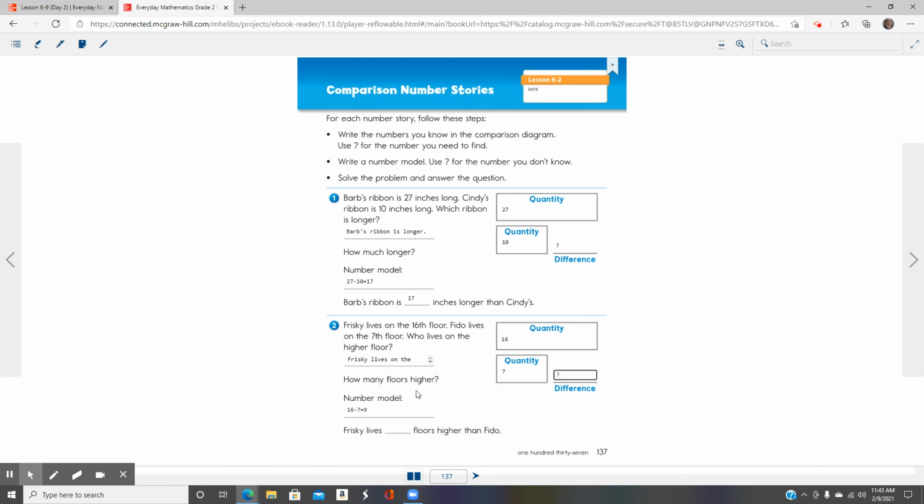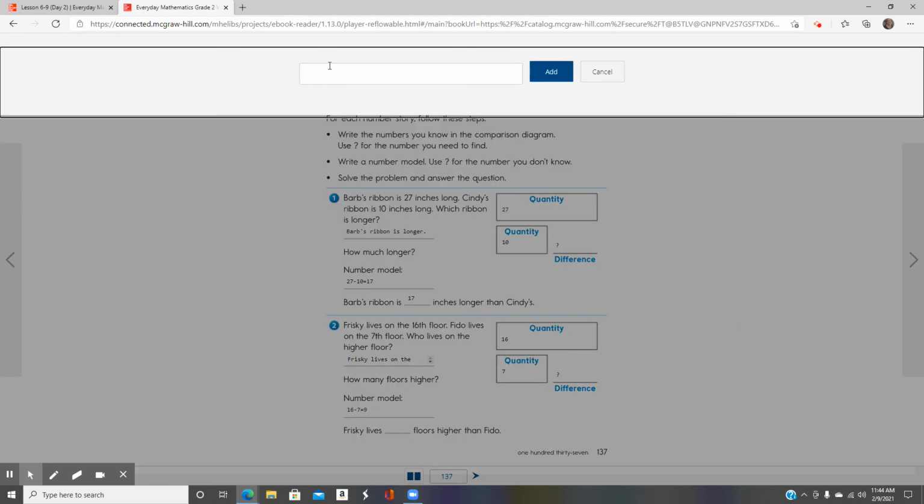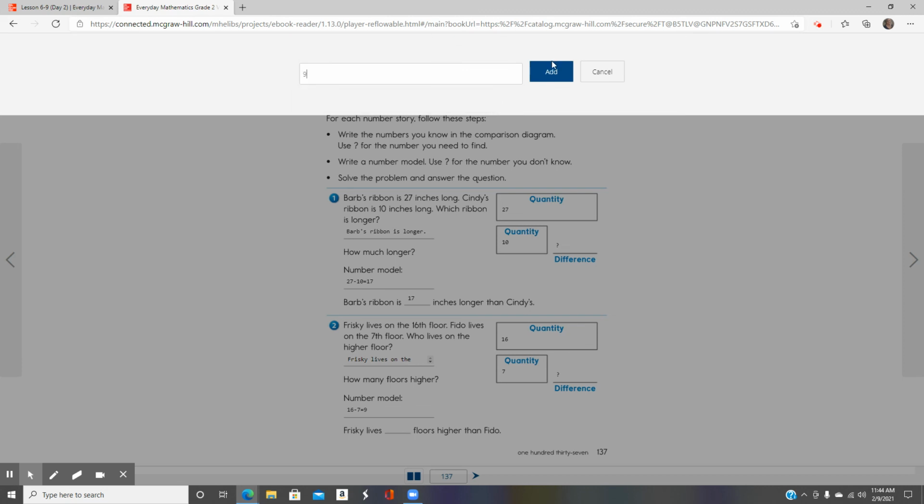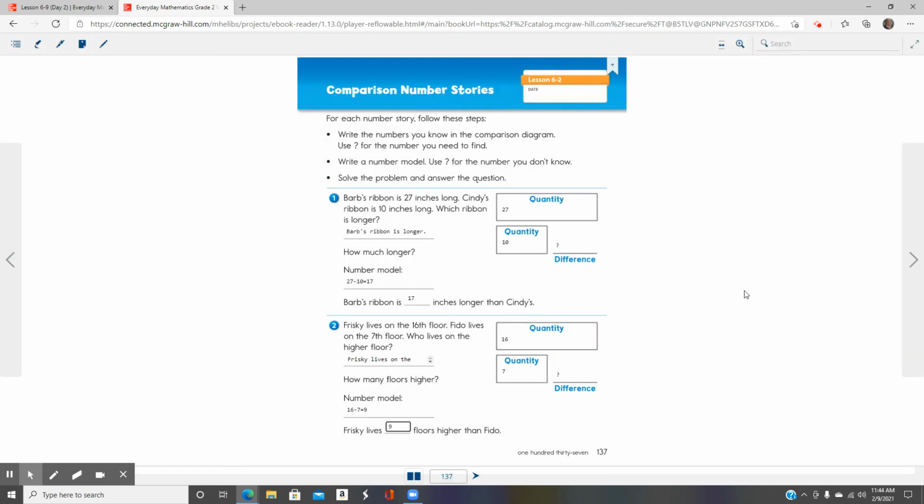Okay, so we have compared the numbers. We have found the difference. And now we know that Frisky lives 9 floors higher than Fido. He must not be afraid of heights. Let's put our 9. Okay, so that is how you do your comparison diagrams. And you can see how it more clearly shows you how subtraction works. How it's really just a way to compare two quantities.